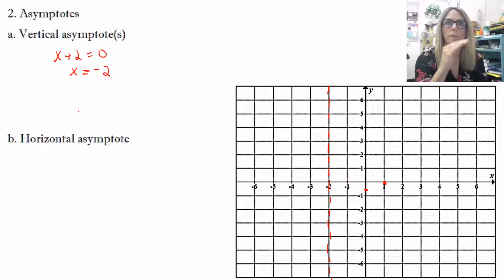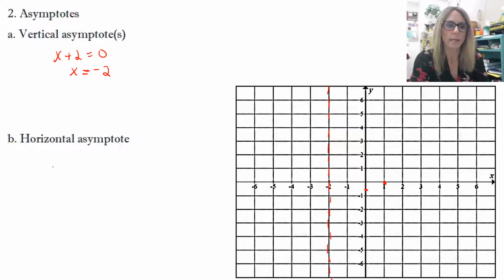Now, like I said, the fact that 2 gives us a hole means it's not a vertical asymptote, it's a hole. It's a hole because the factor is in the numerator and denominator. That is why we have a hole. When you just have a factor that makes the denominator 0, only the denominator, you have a vertical asymptote. So that's what we have here.